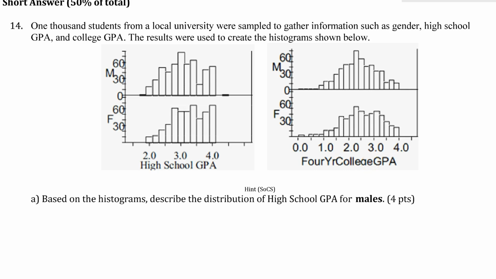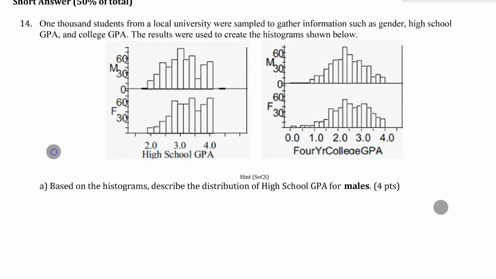So first it says, based on the histograms, describe the distribution of high school GPAs for males. So we're looking at the high school GPAs, so that's this side, and males, so we're looking at this histogram right here. And we want to describe it. So if you want to describe a distribution, there's three aspects that will help us give a good understanding of what we are actually seeing in the distribution.